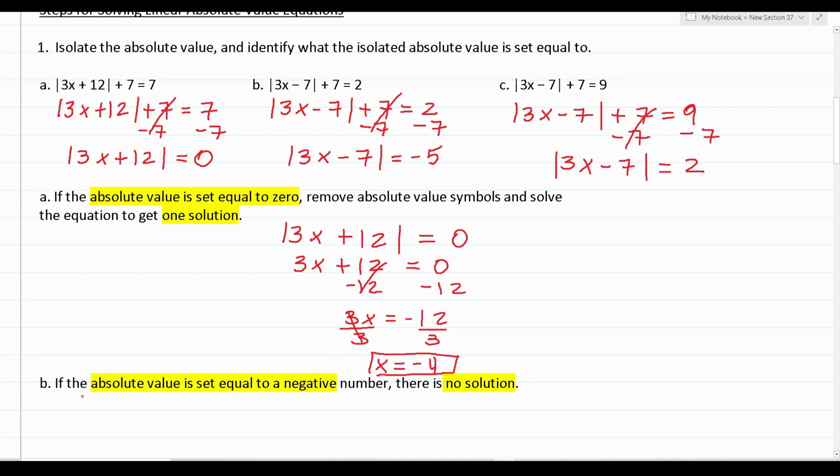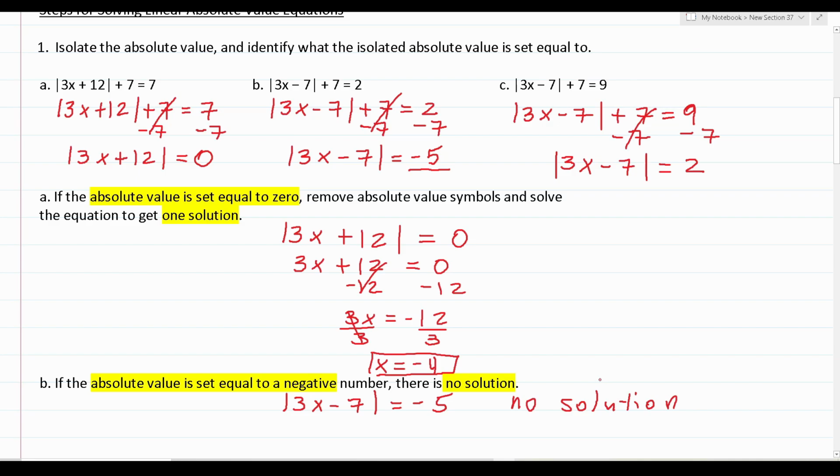All right, B says if the absolute value is set equal to a negative number, there is no solution. So if we look at B right here, you can see that our absolute value is set equal to negative 5 right here. So we have 3x minus 7 equaling negative 5. Again, in light of the fact our absolute value is set equal to a negative, we know for this one there's going to be no solution.